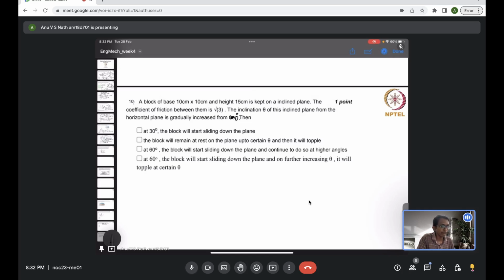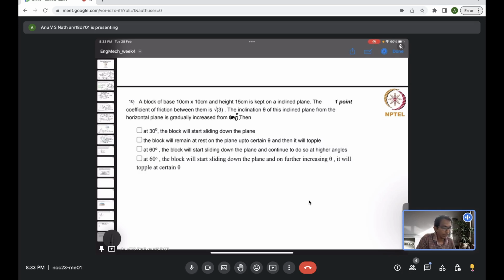The first option: at 30 degree the block will start sliding down the plane. The second option: the block will remain at rest on the plane up to a certain theta and then it will topple. The third option says at 60 degree the block will start sliding down the plane and continue to do so at higher angles. And the last option says at 60 degree the block will start sliding down the plane and on further increasing theta it will topple at a certain theta.